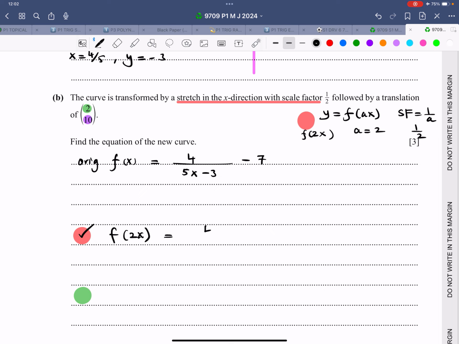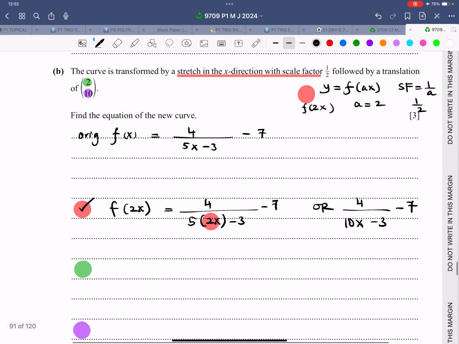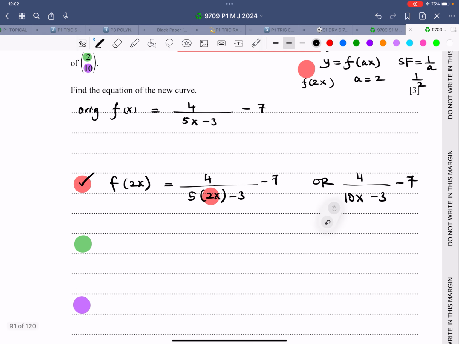That means 4 over 5 into 2x minus 3 minus 7. This is where the change is taking place. So let me just simplify this thing. This comes out to be 4 over 10x minus 3 minus 7. That is the first part. The next part, and it can be done in any order. The green and the purple can be done in any order, and it will be done together also.